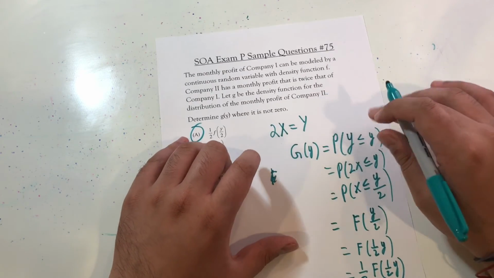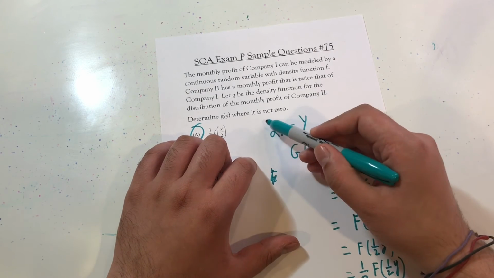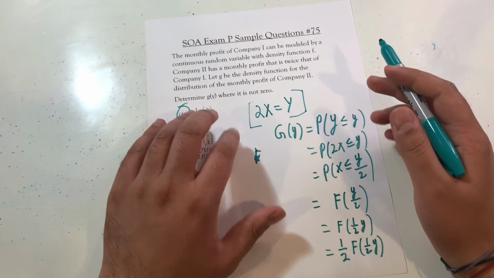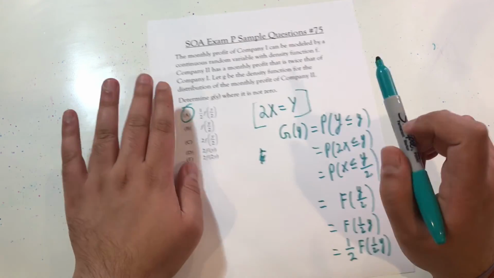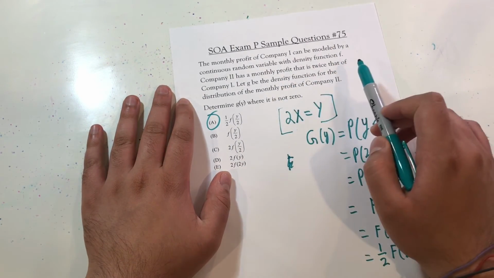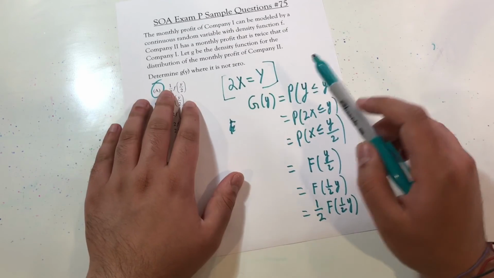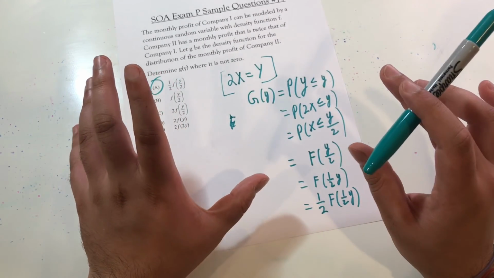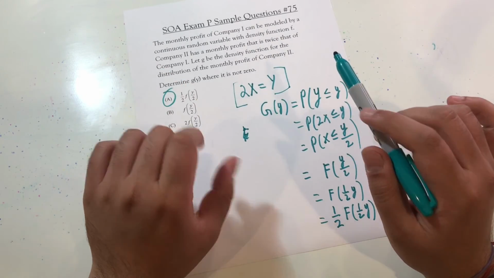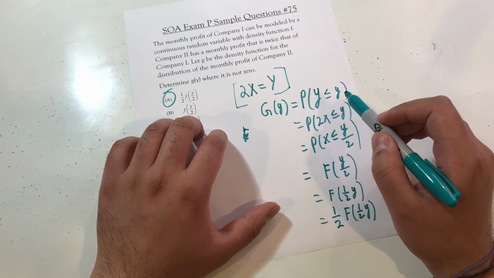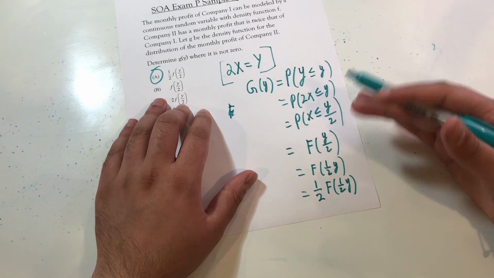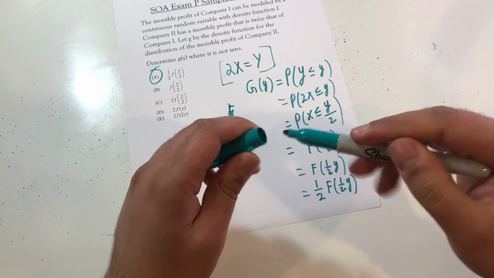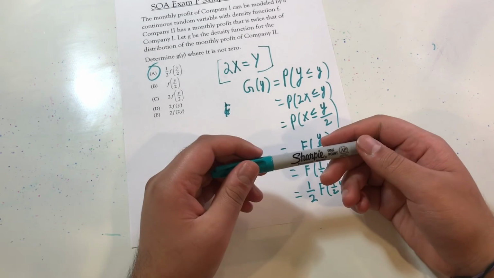Based on the information we were given, we determined and defined this relationship. Then in order to find the PDF for company 2, g of y, we used the information from x, from company 1, to get the CDF of y, and then took the derivative. And that's pretty much it.